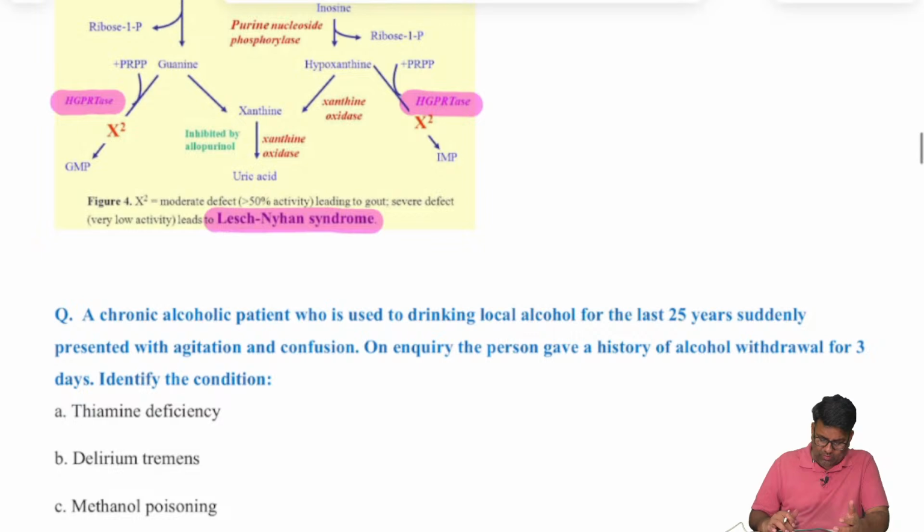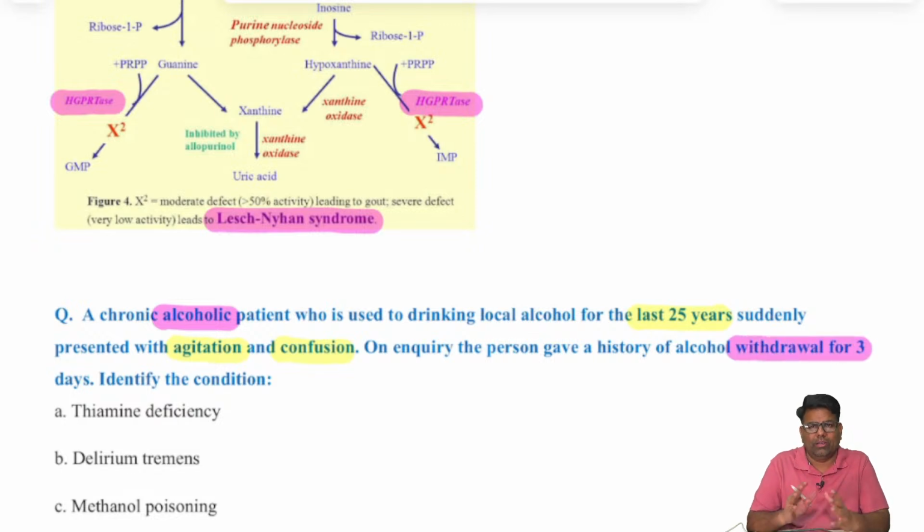Perfect. So next question, again a very important question, from a very important topic repeated over the years, and the start is with an alcoholic patient, right? So he's been drinking since a very long time. Now he has presented with agitation, confusion, and when he was inquired, it was found that he had left alcohol 3 days back, right? So there is a history of alcohol withdrawal.